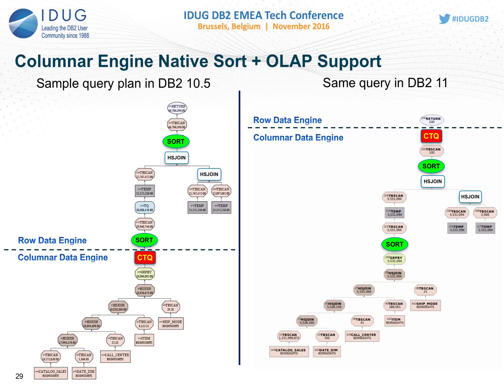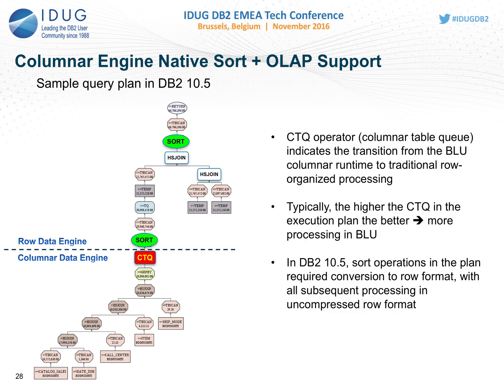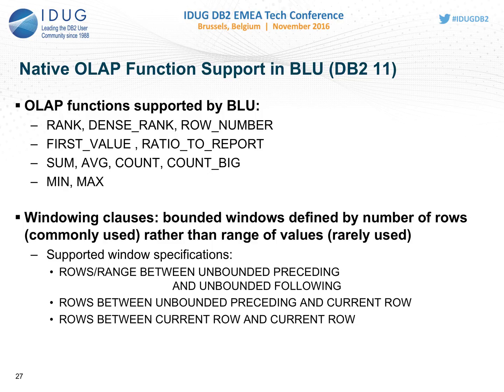Now, I said we have this optimization for sort and also for OLAP functions. This optimization for OLAP functions applies to the most commonly used OLAP functions, not to any OLAP function that's possibly supported in the SQL standard. Functionally, all of them are supported, they will run, but this performance optimization applies to those that we have seen customers use most frequently, like rank, dense rank, row number, first value, the typical aggregation functions, and so on.